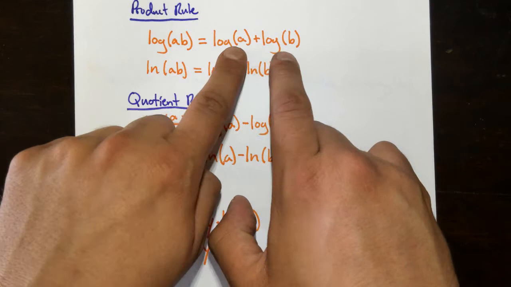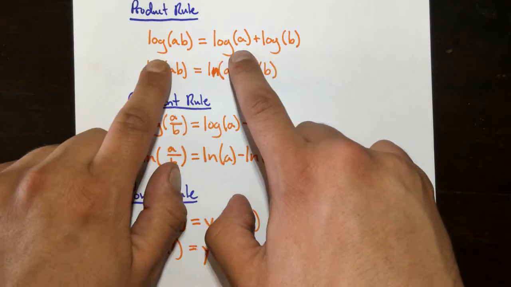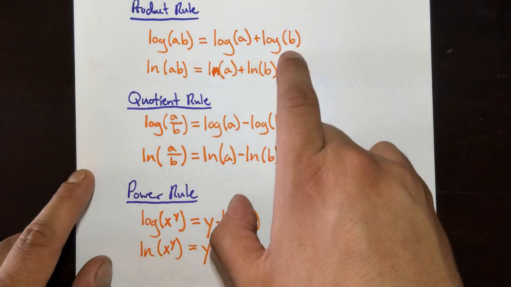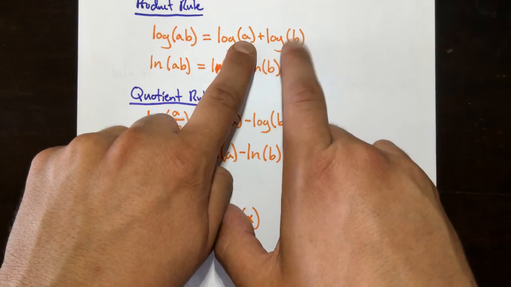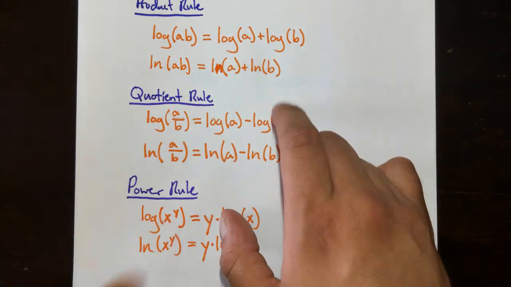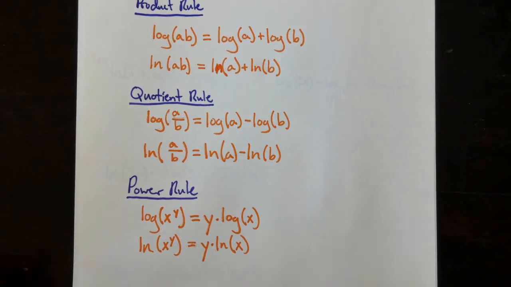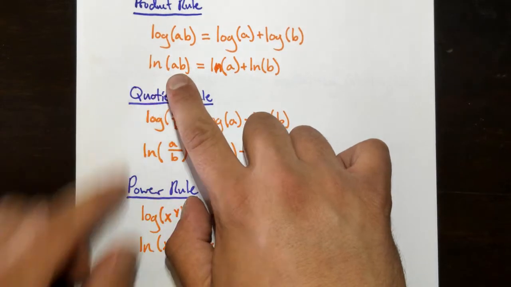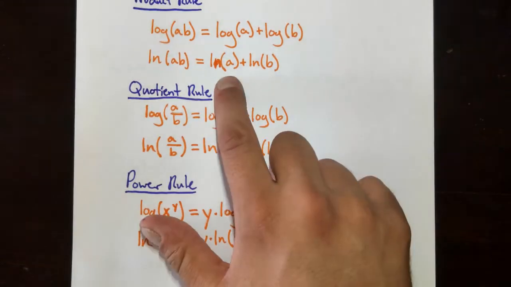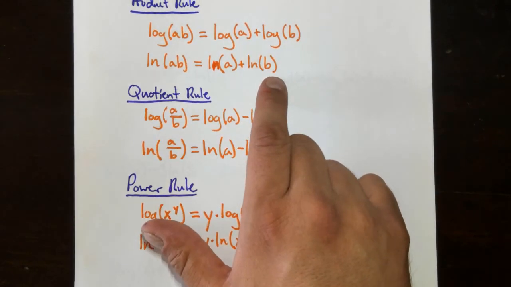can rewrite it as saying log of A plus log of B. So whatever your two factors are, they go in here, but we add them. We add the logs. Notice that the same thing works for the natural log. ln of AB is equal to ln of A plus ln of B.